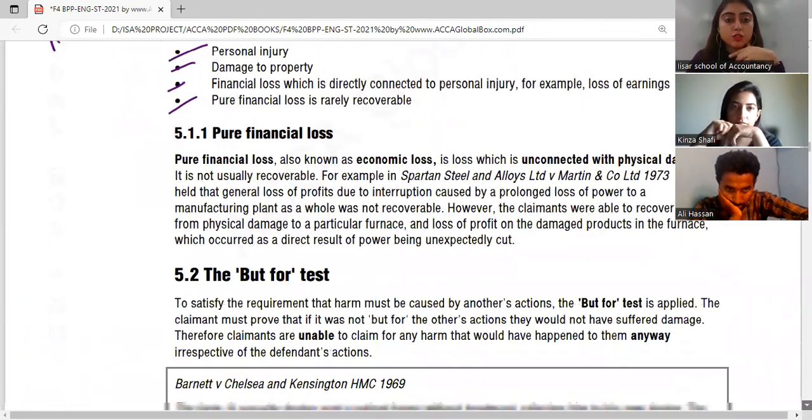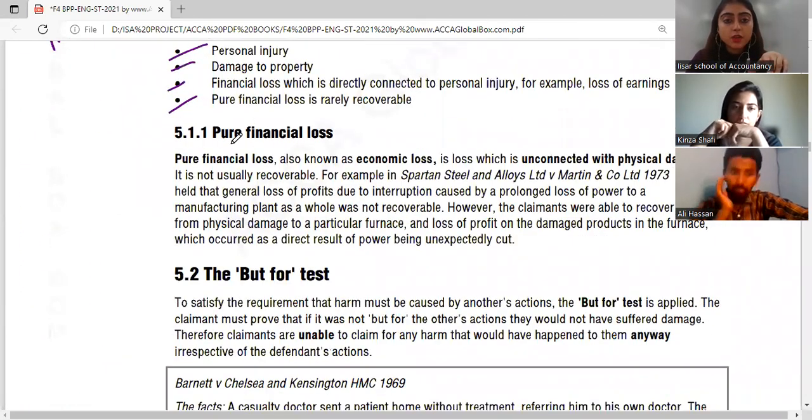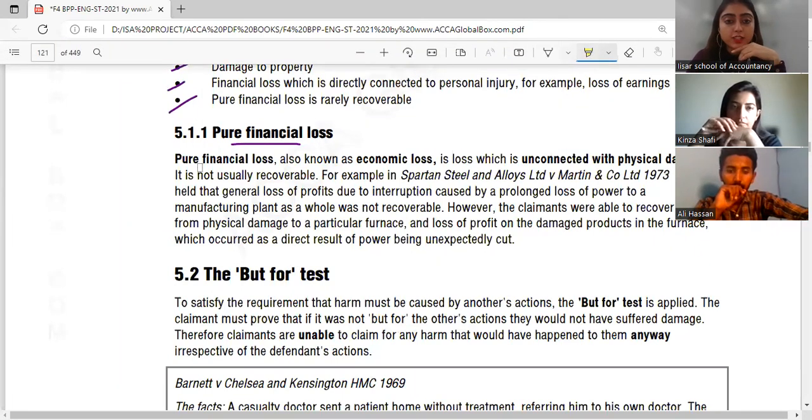So there is damage or loss. Now, what is a pure financial loss? Ali, please read. Pure financial loss, also known as economic loss, is a loss which is unconnected with physical damage. It is not usually recoverable.